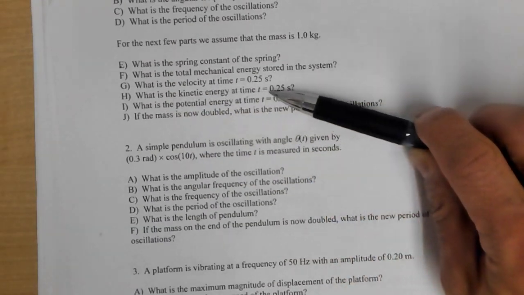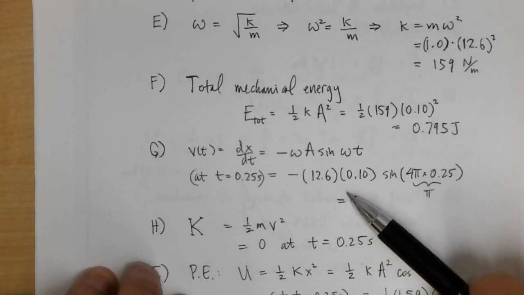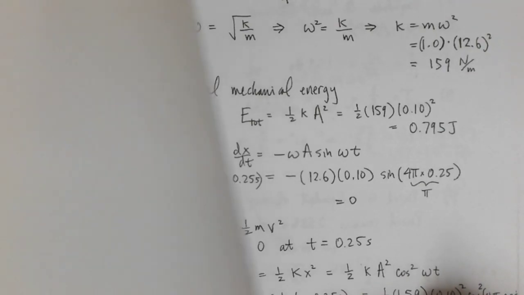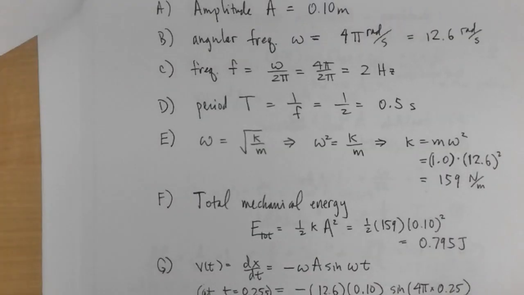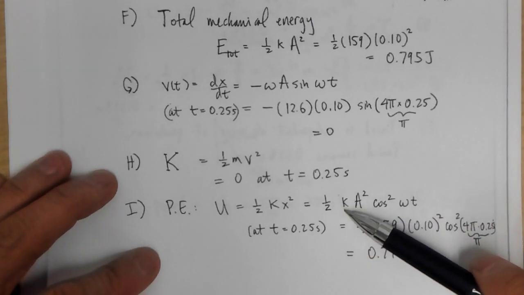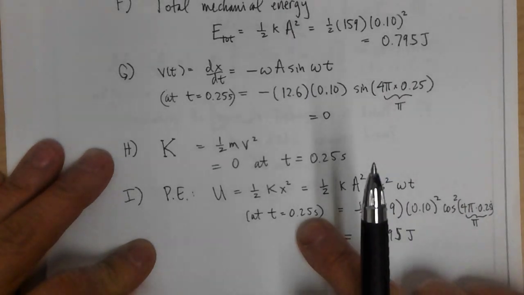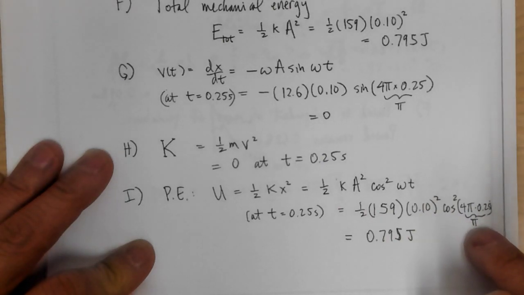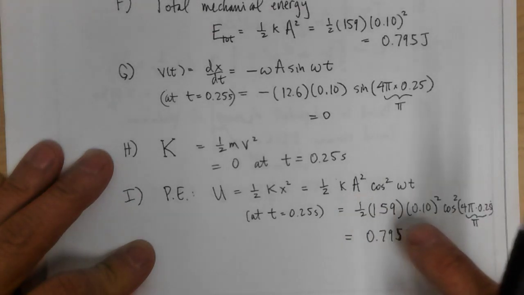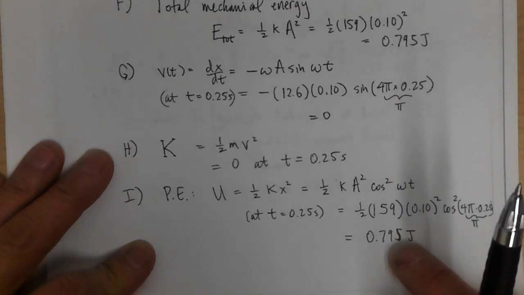Next question. What is the kinetic energy at t equals 0.25 seconds? Well, the kinetic energy is 1 half m v squared, and since v is 0, the kinetic energy is 0. Next part: what is the potential energy at 0.25 seconds? The potential energy is 1 half k x squared, where x is equal to A cosine omega t. So we have A squared cosine squared of omega t. We stick in 0.25 seconds for t, so 4 pi times 0.25 comes out to pi. Cosine of pi is minus 1, so cosine squared of pi is 1. A was 0.1, so we have 1 half times 159 times 0.1 squared times 1. That comes out to 0.795 joules.